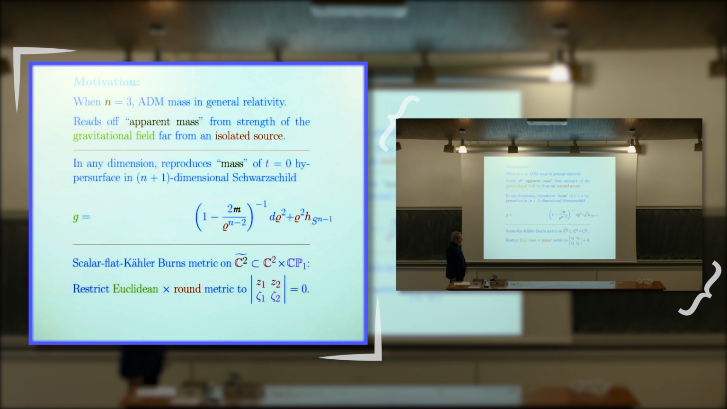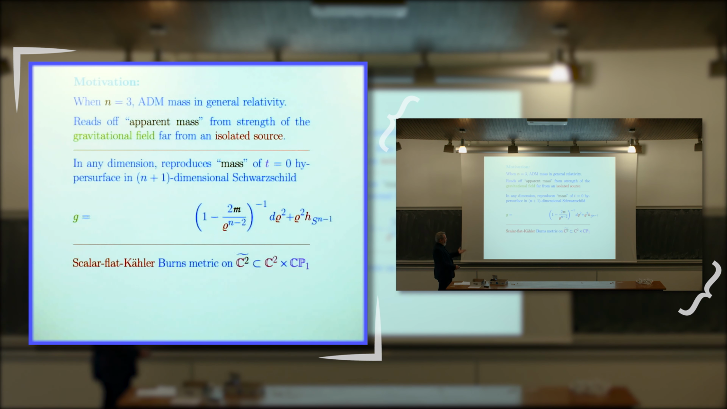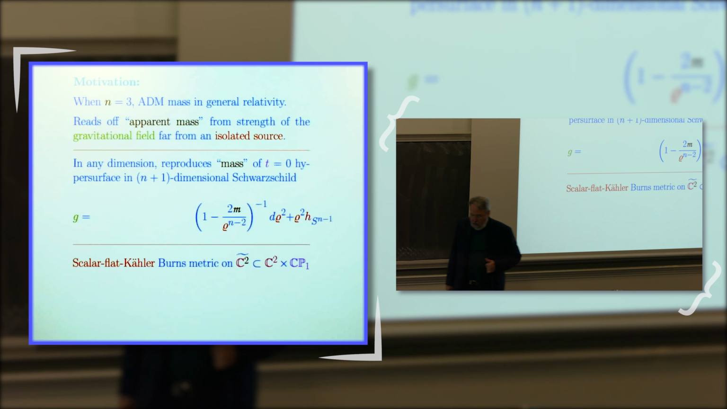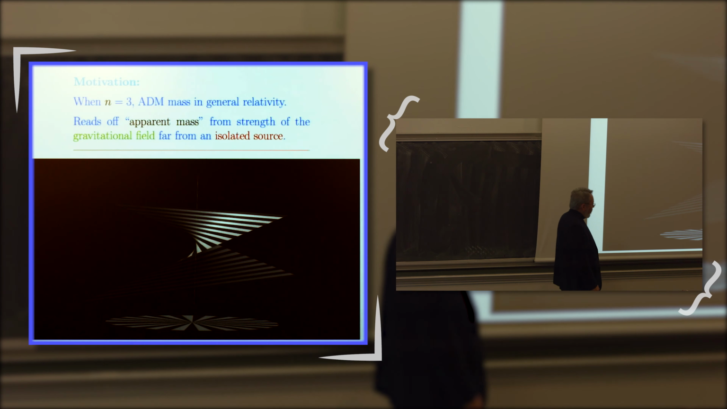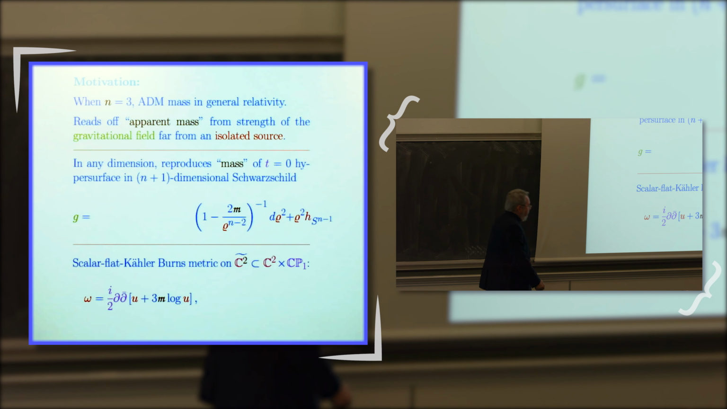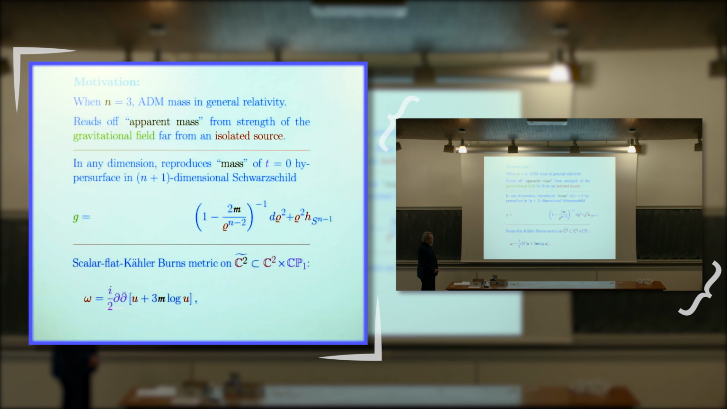All right, so the amazing thing here is in this particular example of a Kähler metric, we just took the obvious product metric on Euclidean space times CP1, restricted to the tautological line bundle. It turns out, lo and behold, Burns made the computation, and the scalar curvature of that metric is exactly 0 in complex dimension 2. If you now want to write down the Kähler form of this metric explicitly, it takes the form of the mixed partial derivatives of u plus 3m log u, where u is the Euclidean radius squared, and here m is the mass.